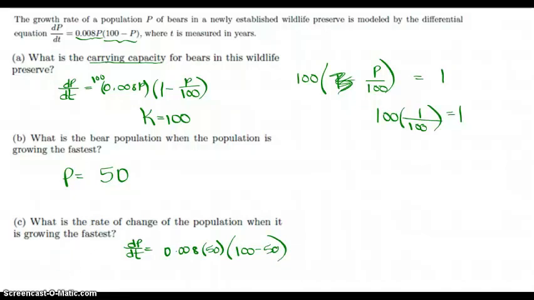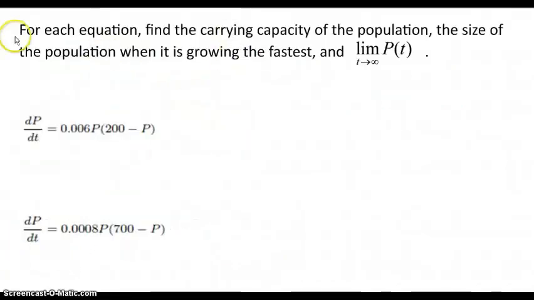So these are not terribly difficult questions, and they sound a whole lot alike. You're going to get asked the same things over and over again. For each equation, find the carrying capacity of the population, so find big K. Find the size of the population when it's growing fastest, that's always going to be half of big K. And find the limit as t approaches infinity of the population. Well, shockingly, that's going to be big K. See how much carrying capacity comes into it?